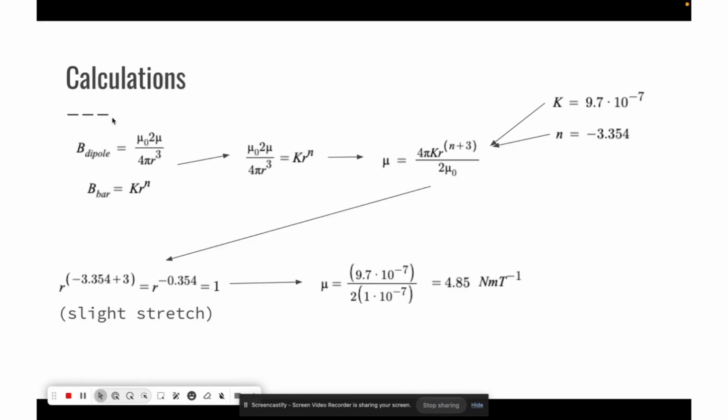Some calculations. We start with this formula, the approximation of the magnetic field of the dipole. These are both magnitudes: the magnitude of the dipole field and the magnitude of the bar, which is k r to the n. We set these equal to each other because our bar magnet is a dipole. So setting these equal to each other, we get this equation, and we can solve for mu. K equals 9.7 times 10 to the negative 7th, n equals negative 3.354. This is a slight stretch, but it is necessary for our calculations. And we get our mu, or magnetic moment, to equal 4.85 newton meters, tesla to the negative 1 power.